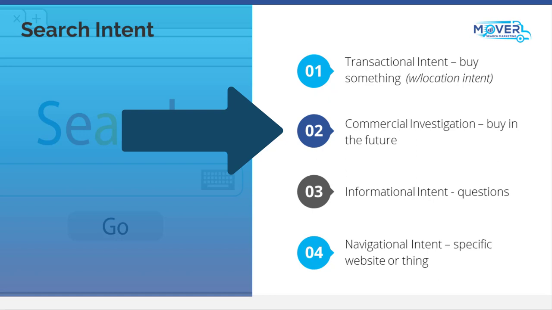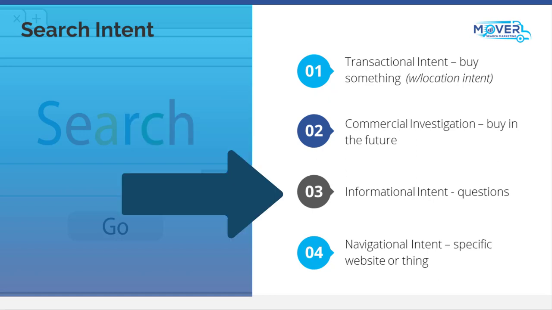The first 2, transactional and commercial investigation, are very similar, and they're the most obvious keywords that we want and most people focus on solely. They're also by far the most competitive for the same reasons. Let's go on to informational intent. That's where someone's doing research and asks questions. So they're looking for information.